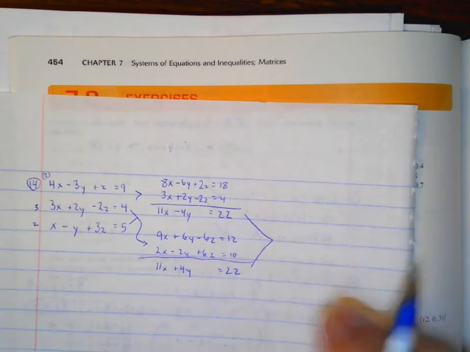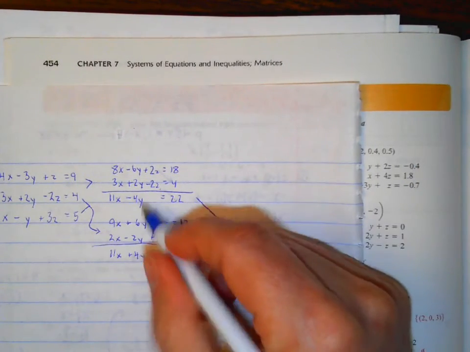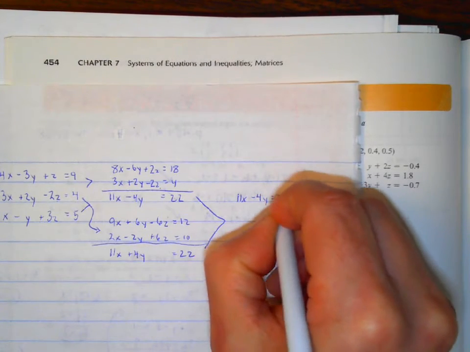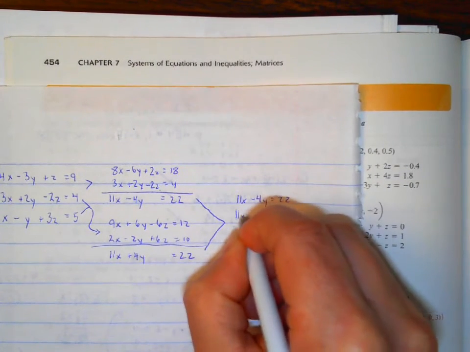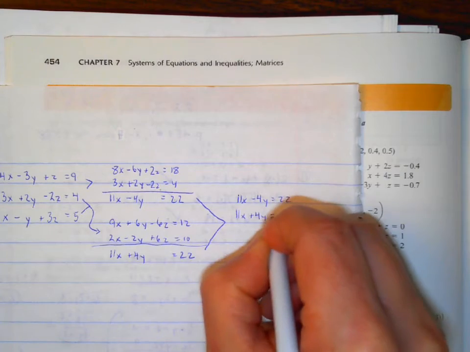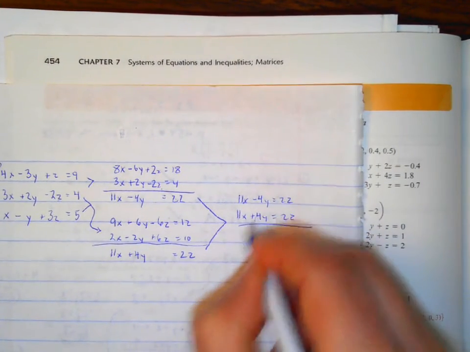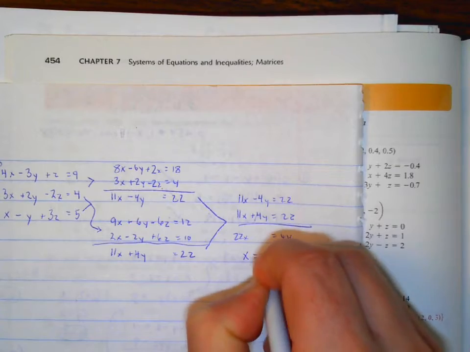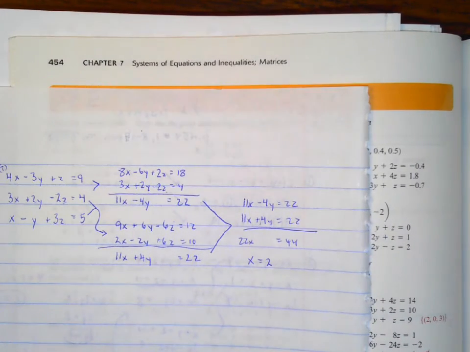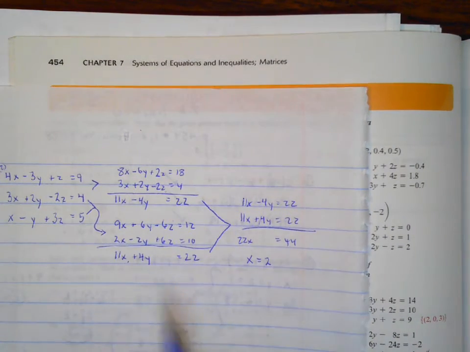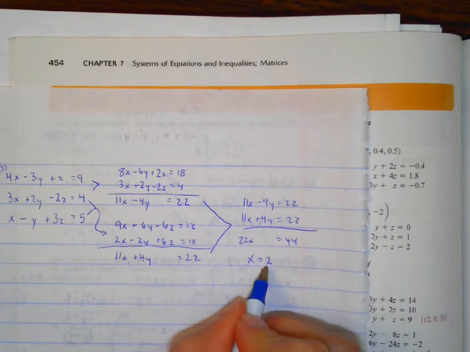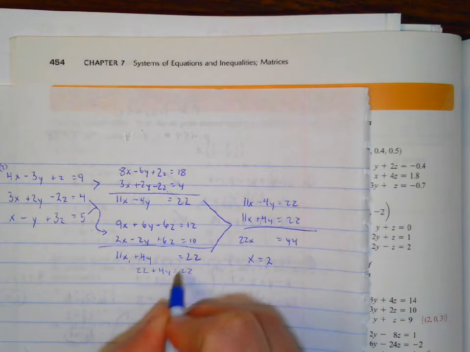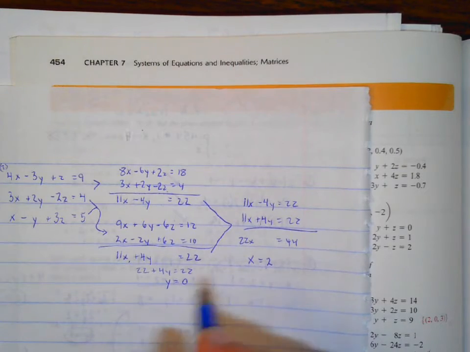Put these two together. Notice the y's will already eliminate. So add them together. Those eliminate. I have 22x is equal to 44. Therefore, x equals 2. Take it and plug it back in. Let's say we just take this one. So 11 times 2 makes 22. I get y is equal to 0 when you solve that.